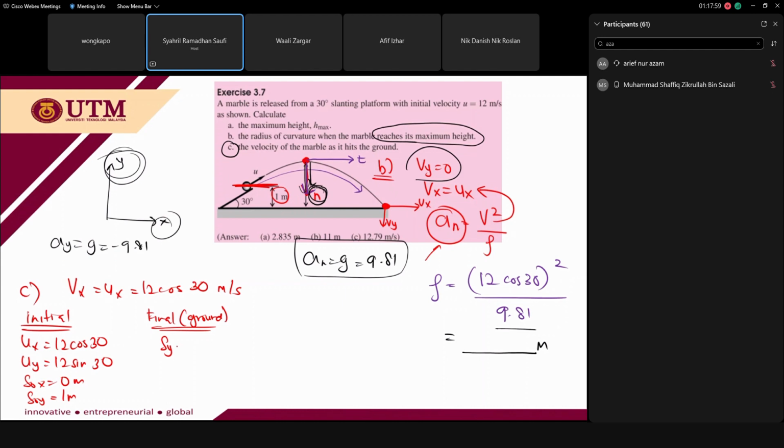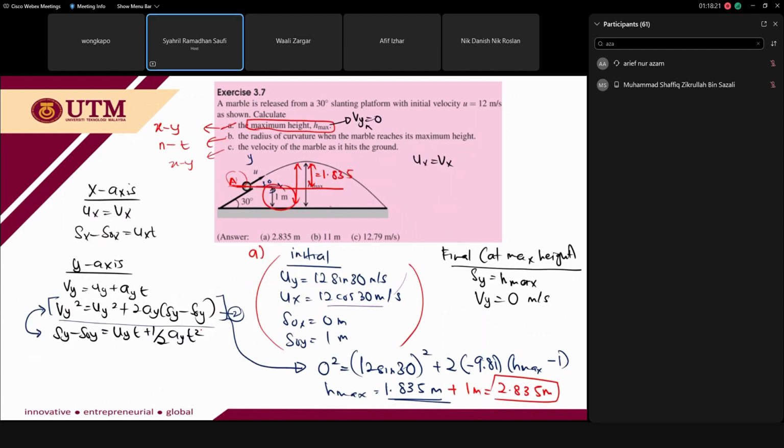So sy is actually negative 1 meter, because sy is displacement. Displacement is a vector, so you have magnitude and direction. This is the information that you have for the final position, which is at the ground. We focus on Vy, so we need to use the y-axis equation.